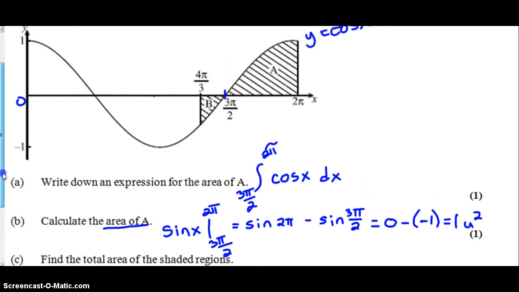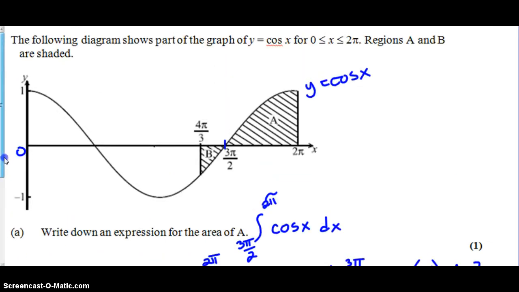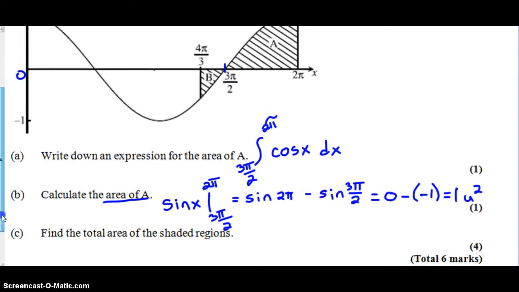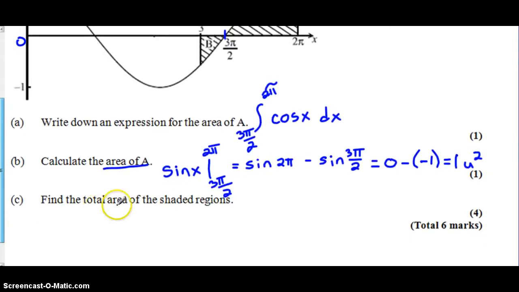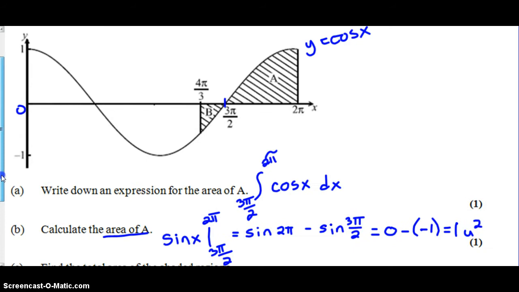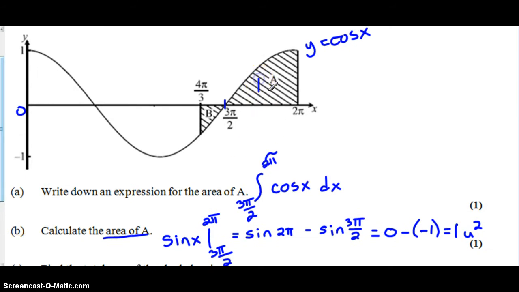I do not believe this problem gave us units. Nope, so then we just use the general unit squared. Then it says find the total area of the shaded region. So right now, this 1 unit squared that I just found in part B, that is this space right here. So I just found that this whole area here is 1 unit squared. What I really would like to find is this area here.